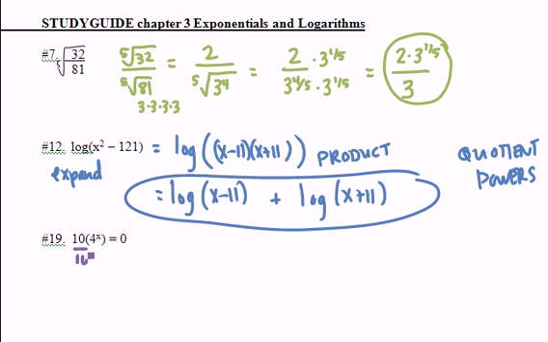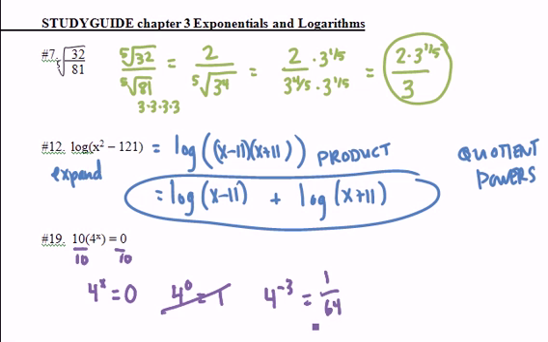Was this solve here in number 19? If you start by dividing by 10, you're going to end up with 4 to some power equals 0. And you might think initially that that's going to be 0, but you know that 4 to the 0 is 1. Not true. How about if you took 4 to a negative power, like 3? Well, you'd have a fraction. It's not going to be 0, but it's going to get closer to 0.